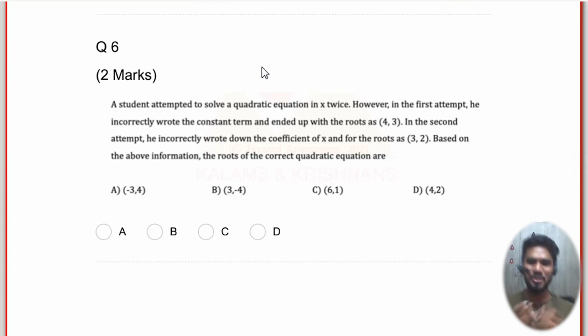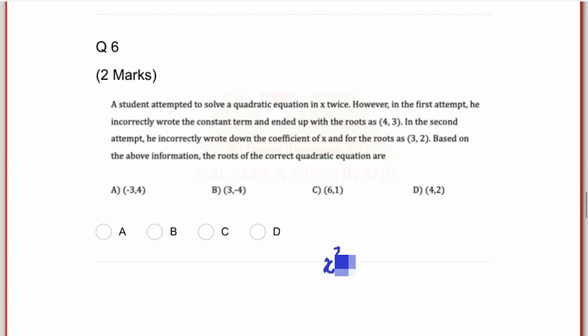That exam day we somehow forgot which coefficient corresponds to which sum. I don't know, whether it corresponds to sum or to product. There is this confusion. The question is actually kind of simple. So this is x square plus, first equation. Let's say b is the correct coefficient, right? Incorrectly wrote the constant term. Let's say the correct polynomial is x square plus bx plus c equals 0.